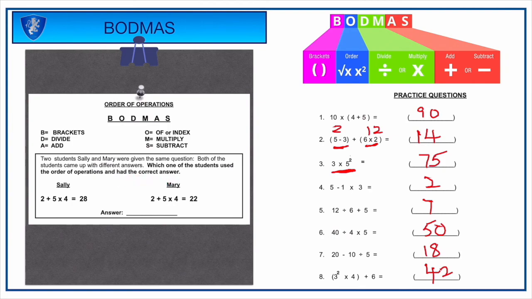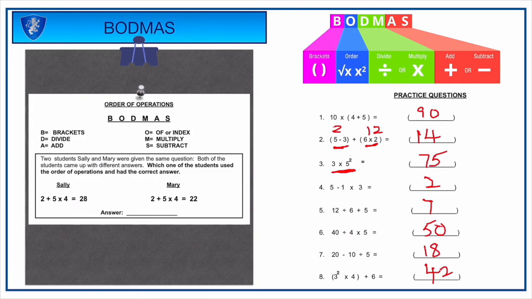Now, as you can see, what Sally did was she just added the 2 and 5 and got 7, and she multiplied by 4. And that's the reason she got 28. So she hasn't followed any operation rules. She's just carried on and added first, which you know is totally wrong.